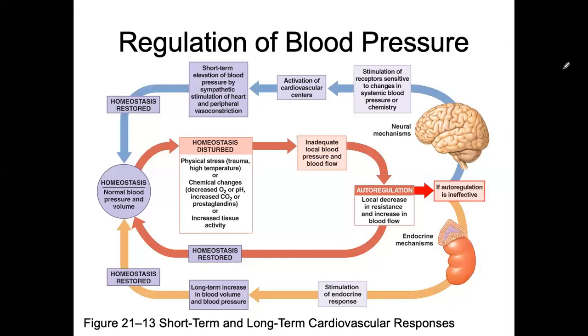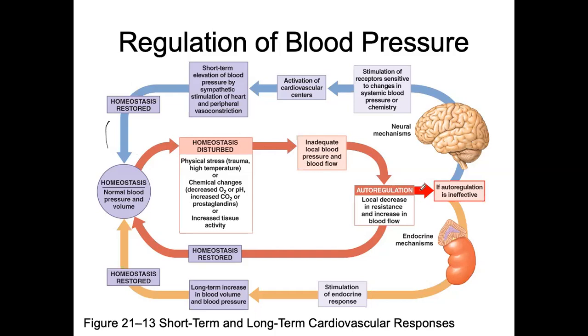Okay, so how do we regulate blood pressure? We've talked about this for several weeks now. So let's go back to homeostasis. Normal blood pressure, right? So if blood pressure drops, whether there's high body temperature, trauma, an increase in CO2 or prostaglandins, or increased activity of the tissue, whatever it might be, that is going to cause your blood vessels to dilate and decrease resistance, and homeostasis should be restored at that local level. Let's say I'm doing bicep curls, okay? I'm going to get more blood flow to the biceps, and that should regulate it.